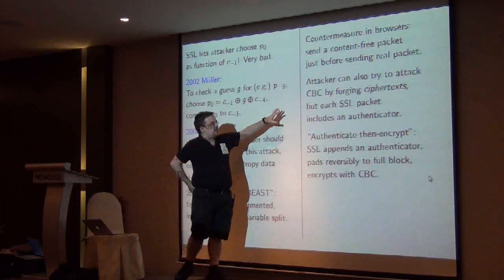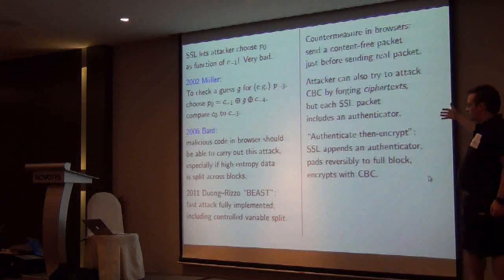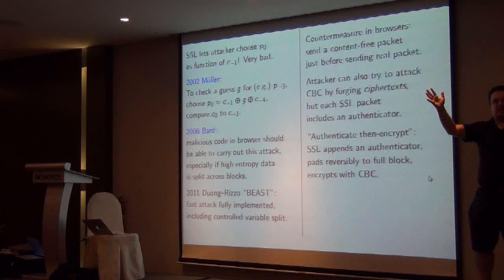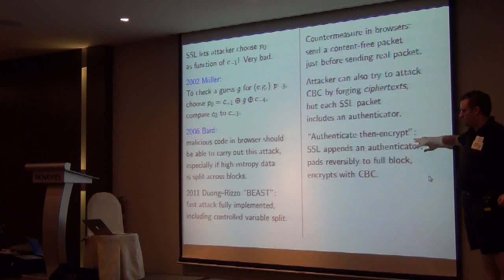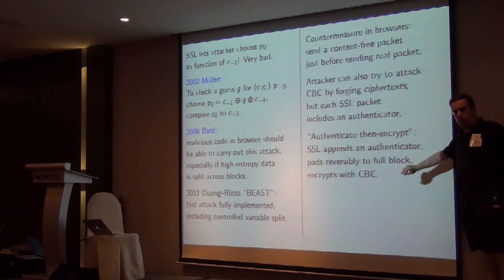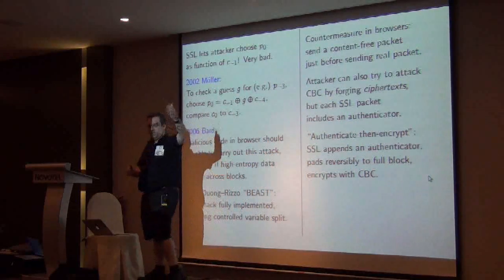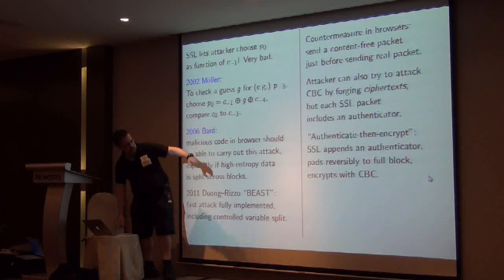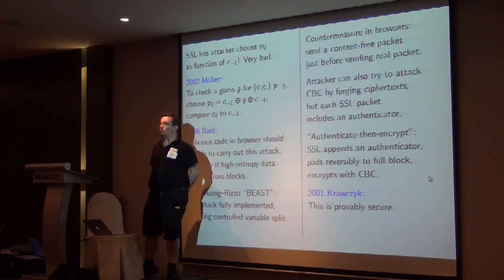Now the attacker, instead of controlling the plain text, could try controlling the ciphertext, sending along forged network packets. But that doesn't work because, like I just said, each packet includes an authenticator. Each SSL packet has a MAC, which is protecting it against forgery. And the way that works is SSL takes the legitimate data, puts an authenticator on the end, and then, oops, CBC needs to have 16 times some number of bytes. It has to have an even number of blocks. So SSL takes the authenticated data, puts some padding on it, and then encrypts with CBC. And that padding is something like put on 1 1, 2 2s, 3 3s, whatever you need to get to a full multiple of the AES blocks. OK. And this is a little complicated, but you can look at it and prove. A paper by Krawczyk in 2001 says, this is provably secure.